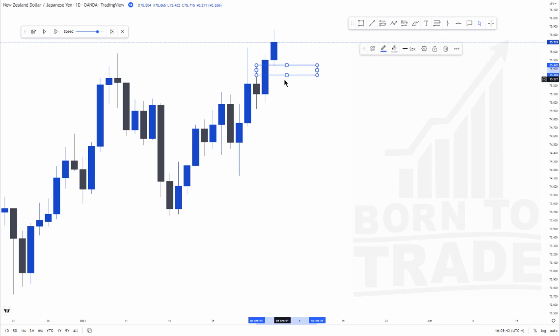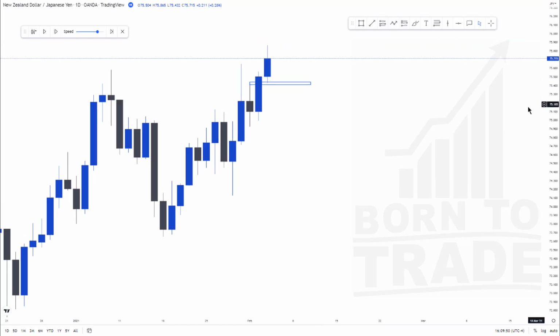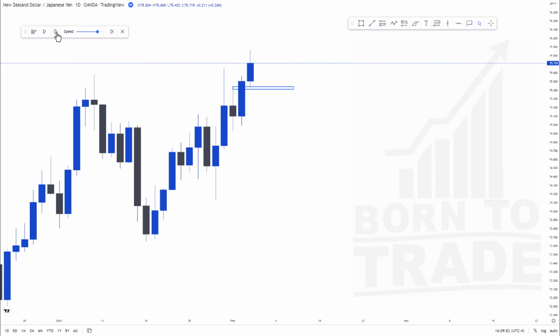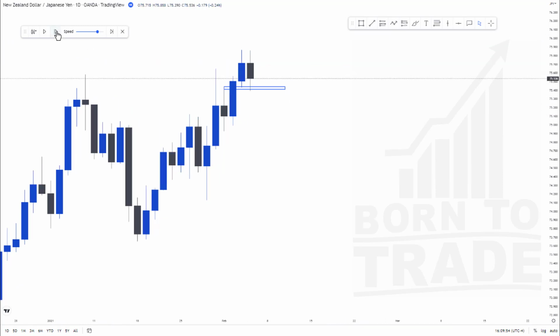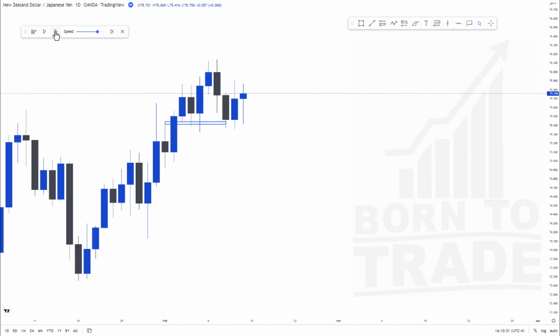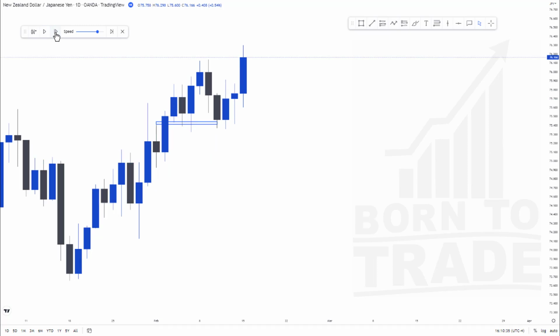This is very tiny. You can see that there's a very little imbalance right there, and no matter how small the imbalance is, price will definitely come back to fill the imbalance. And what can you see? Price filled the imbalance, and price hasn't really left any imbalance, and now we have a rapid move to the upside.